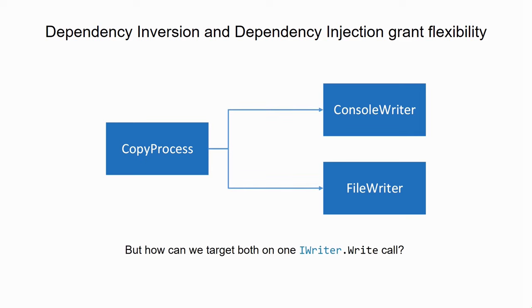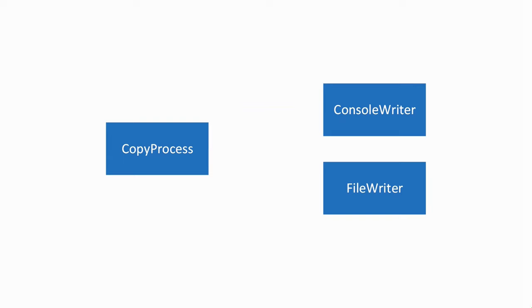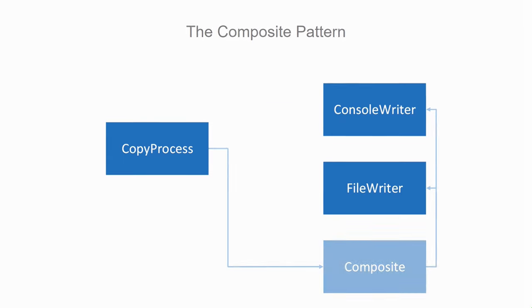But what if we want to target not one, but both of them when CopyProcess calls write? This problem can be solved with the Composite Design Pattern. A composite is essentially an object that forwards method calls to two or more other objects implementing the same interface. Thus, if client code makes a polymorphic call to a supplier, this call arrives at the composite first, which in turn calls all suppliers that are registered with it. This way, you can bundle up the execution of several low-level modules behind one client call.